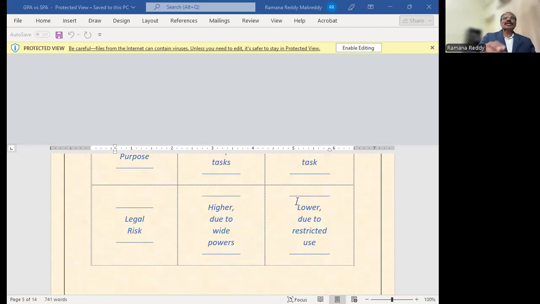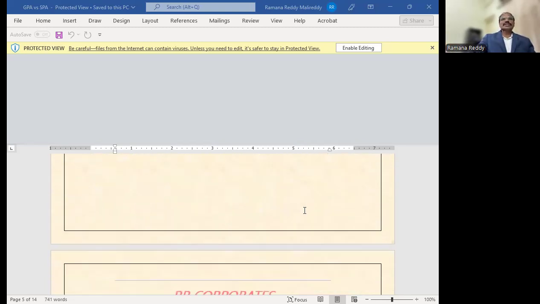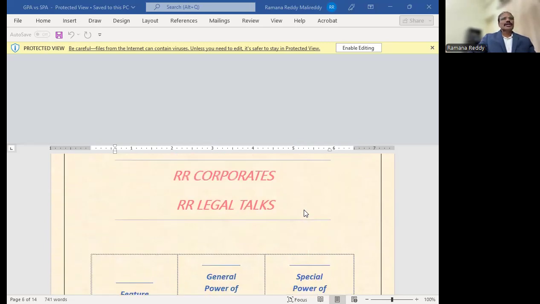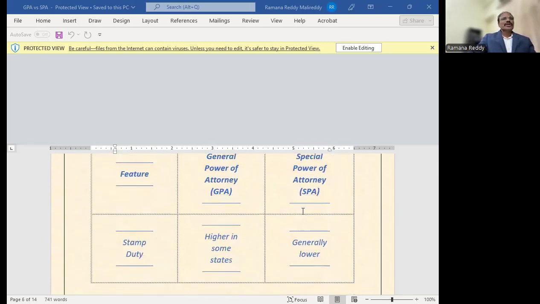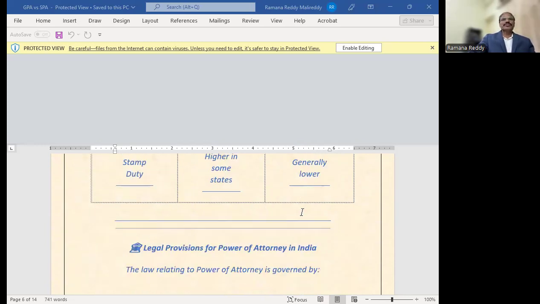If you talk about legal risk, GPA is a higher risk due to the wide powers you are giving. Whereas SPA is a lower risk due to restricted use; we are telling the duration is restricted. And on features, again, stamp duty. Stamp duty in GPA is higher in some states because it varies from state to state. Compared to GPA, SPA is lower.